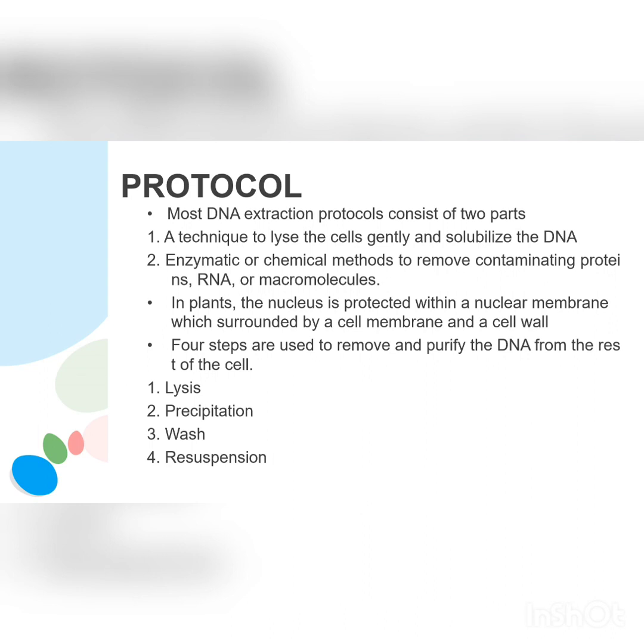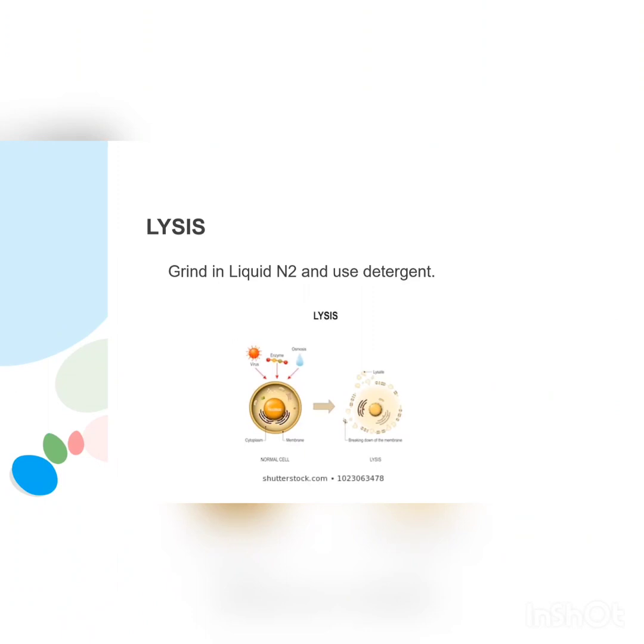In plants, the nucleus is protected within a nuclear membrane which is surrounded by a cell membrane and a cell wall. 4 steps are used to remove and purify the DNA from the rest of the cell. The 4 steps that are used are lysis, precipitation, washing, and resuspension. Now, let's discuss the 4 steps of the extraction and purification of DNA from the plant cells.